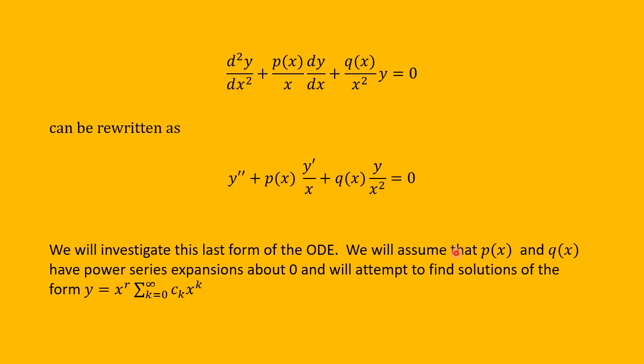We'll assume that p of x and q of x have power series expansions about 0, and we will attempt to find solutions of the form y equals x to some number r times the power series, the sum k equals 0 to infinity, c sub k, x to the k. Notice that this is a power series of x centered at 0, and before we talked about power series centered at other numbers like a, where we would have x minus a to the k here, and maybe in that case x minus a to the r here also. But we're going to start with looking at a simple example with power series expansion about 0.